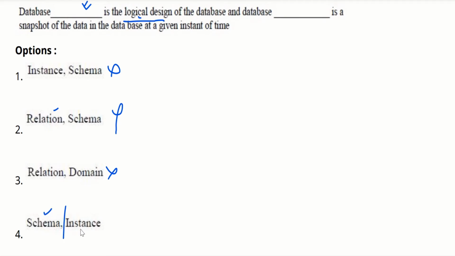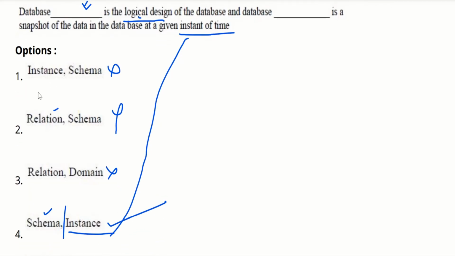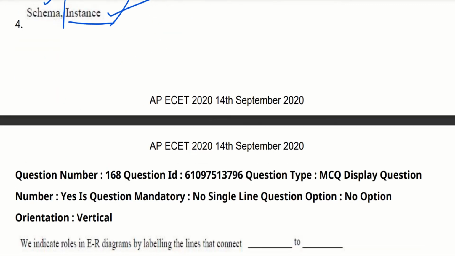Now let's see the instance. Instance is the particular moment of time when data is stored in the database. That moment of time is also given as snapshot of the data in the database at a given instant of time. So it matches, and in this way this is the correct option. To make it fast, we have gone through only the first option. If it is not matching, there is no value in checking the schema and the next ones. Now let's move to our next question.